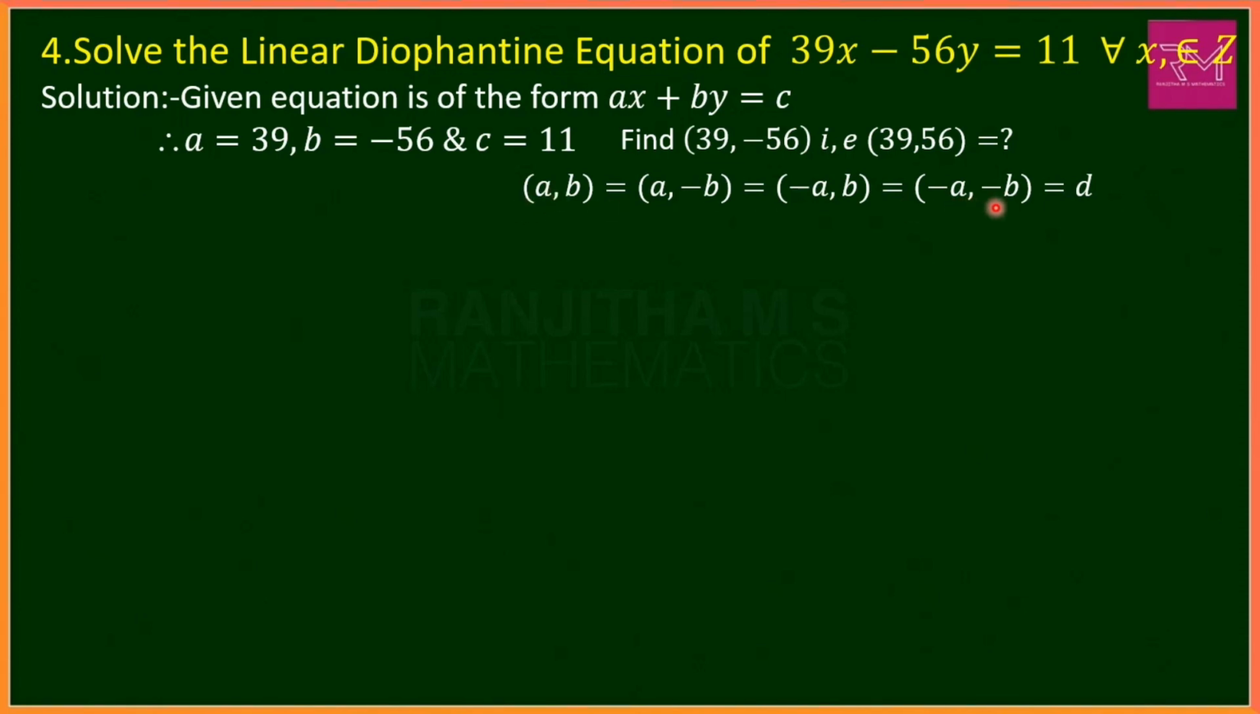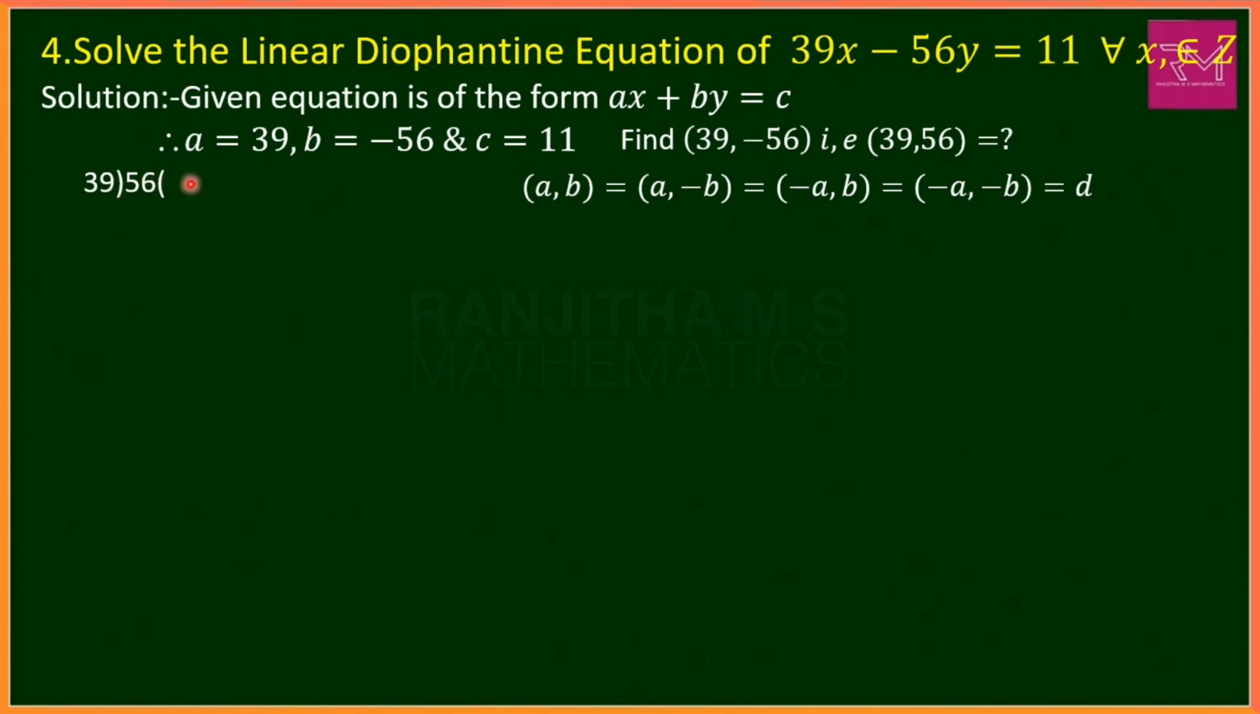This is because for minus a comma minus b equal to d, d divides minus a also and d divides minus b also. Therefore, the GCD of negative values is the same as taking those values as positive and finding the GCD. So here we have 39 and minus 56, so we have to find the GCD for 39 and plus 56. For that, we have to divide the highest number, that is 56, by 39.